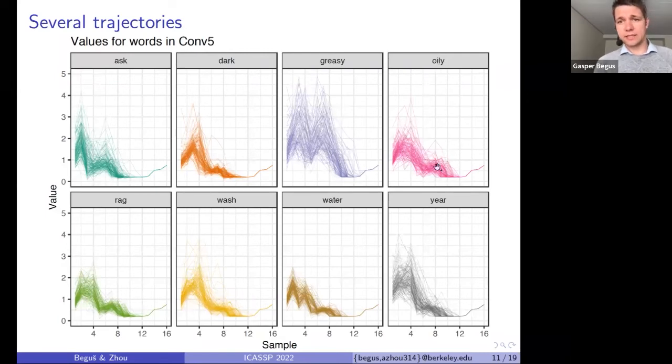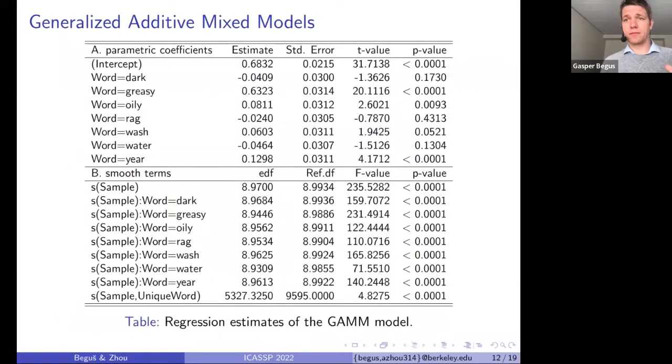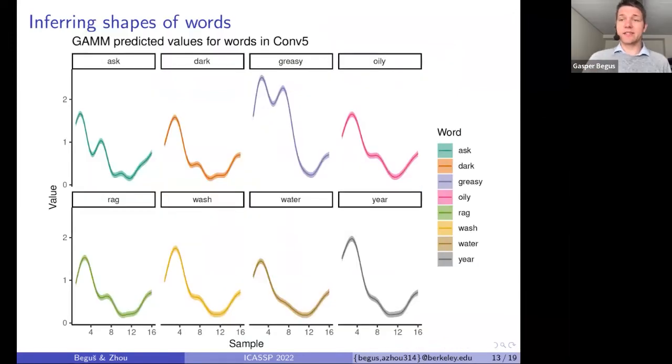A word like oily has a different shape. A word like greasy has a different shape. So in order to quantify these shapes more precisely, we use nonlinear regression techniques, and more precisely generalized additive mixed models that estimate both absolute values of, say, individual words based on these 1,000 test data, as well as their shapes. So now we can do inferential statistical tests on individual values of words as well as their shapes. And these are the smooths based on the nonlinear regression.